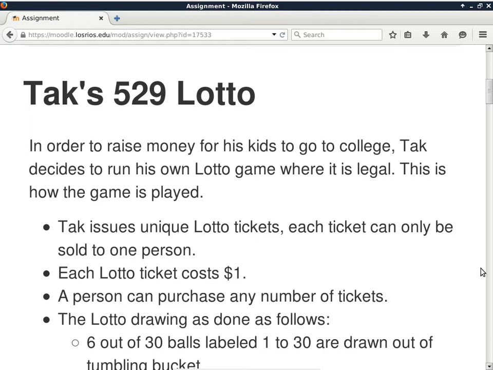So ask your parents. Are they running some kind of Lotto game in a foreign country just so that you can go to college at some point? With the emphasis where it is legal.